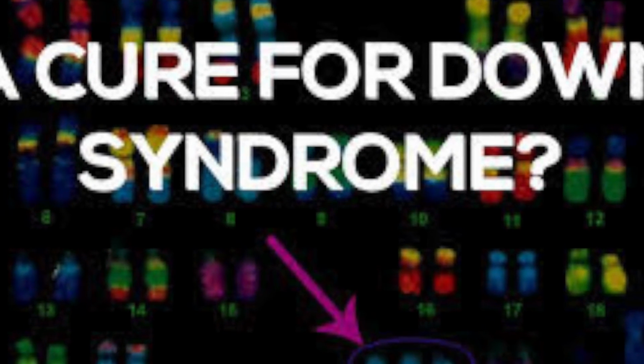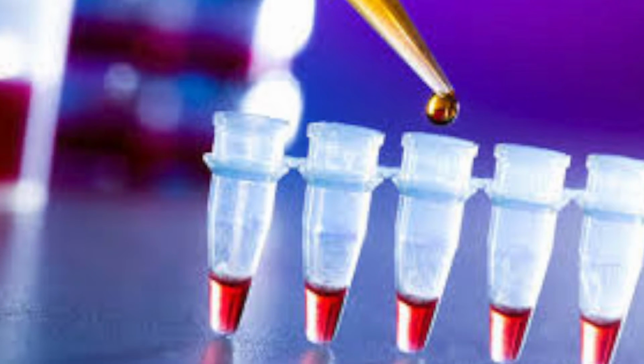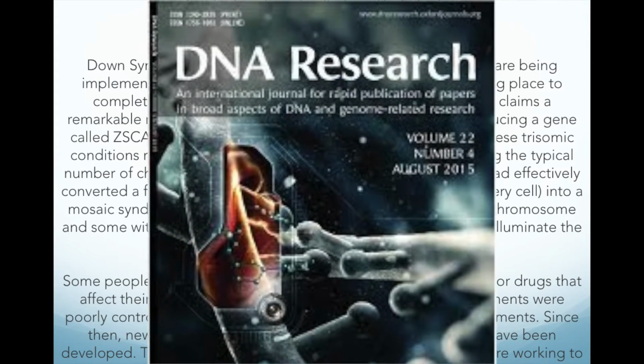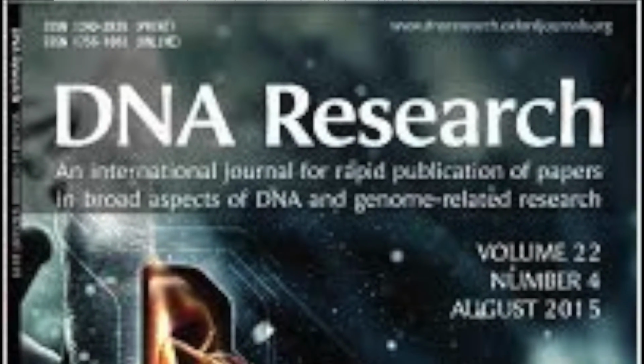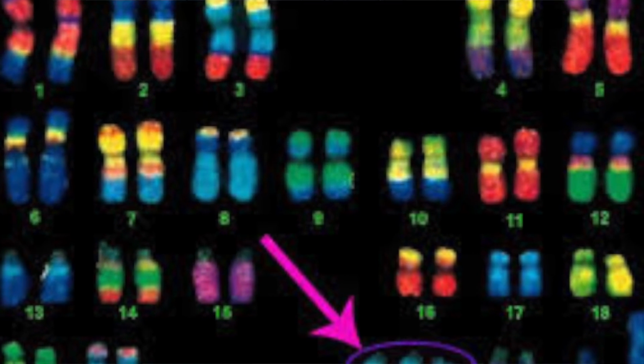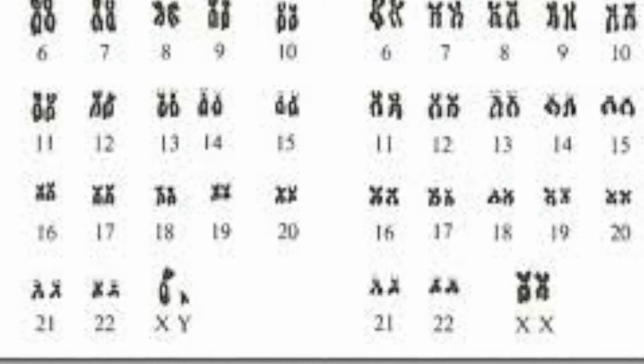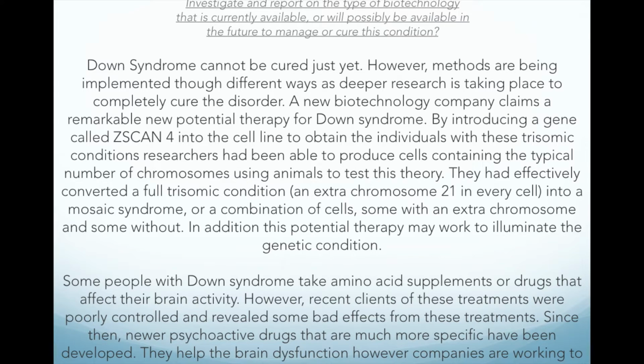A biotechnology company claims a remarkable new potential therapy for Down syndrome by introducing a new gene called ZSCAN4 into the cell line to obtain individuals with these trisomic conditions. Researchers have been able to produce a cell containing the typical number of chromosomes using animals to test this theory. They have effectively converted a full trisomic condition, an extra chromosome 21 in every cell, into a mosaic syndrome, or a combination of cells, some with an extra chromosome and some without. In addition, this potential therapy may work to eliminate the genetic condition.